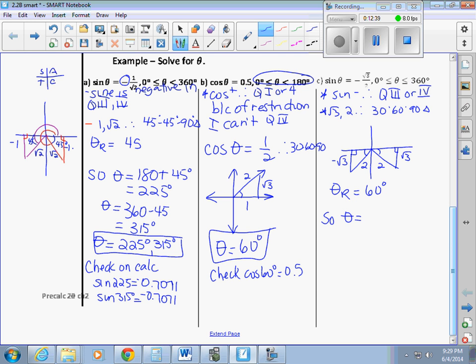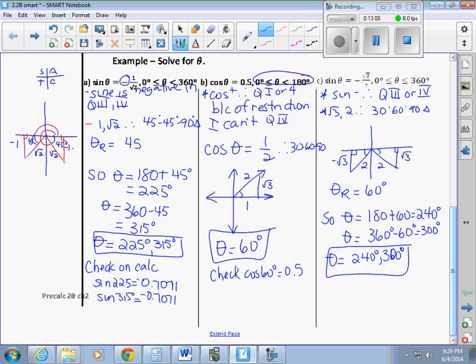So that means theta in quadrant 3 will be 180 plus 60, so that's 240 degrees. Or theta could be in quadrant 4, which would be 360 degrees minus your 60, so it's 300 degrees. So that means theta is equal to 240 degrees or 300 degrees. That fits within my restrictions.